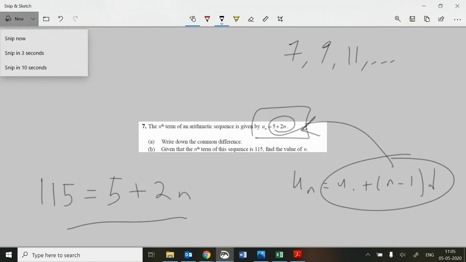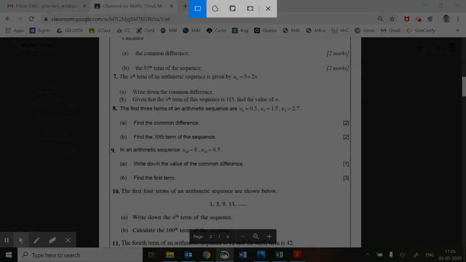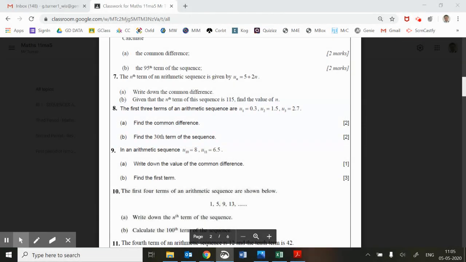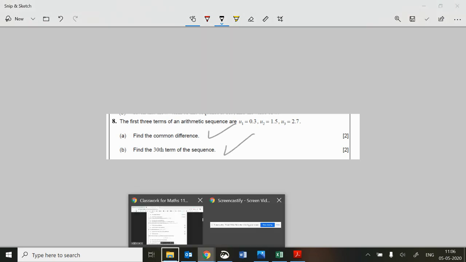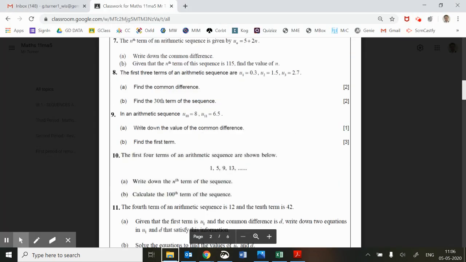Okay, next question. Question 8. First three terms of the sequence, find the common difference. Again, that's easy. Find the 30th term. That's really similar to a previous question. I'm not going to go through that. Let's see if there's anything more challenging here.